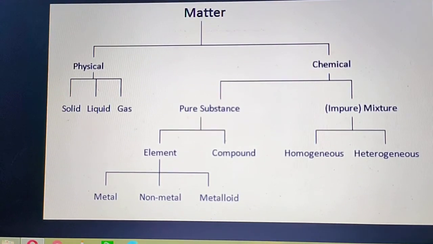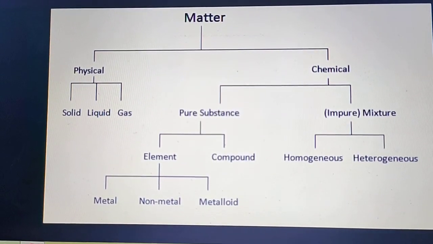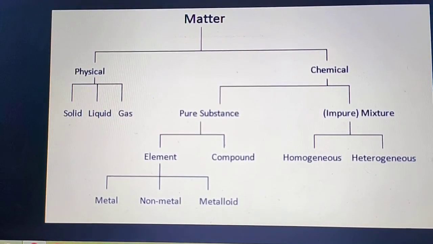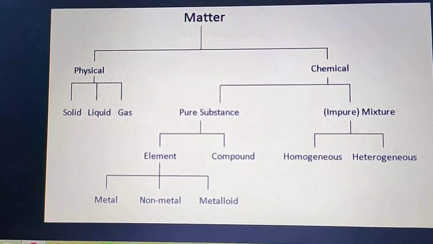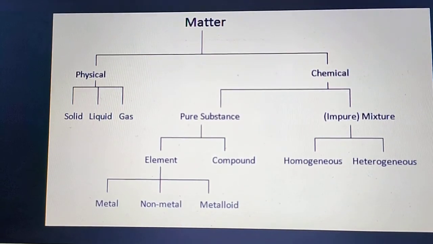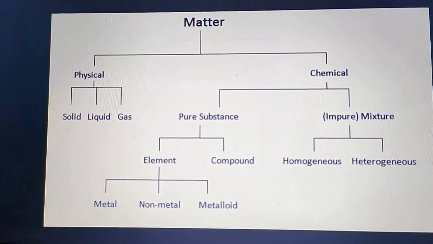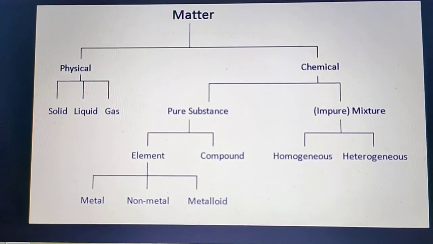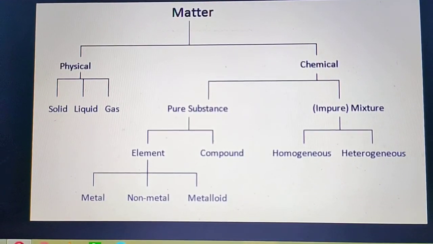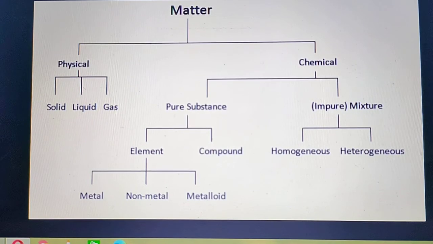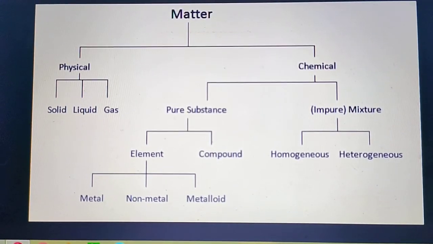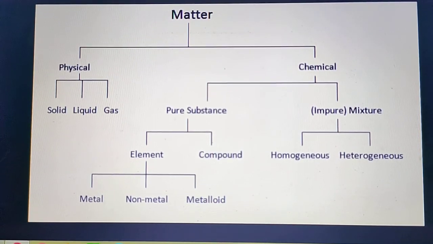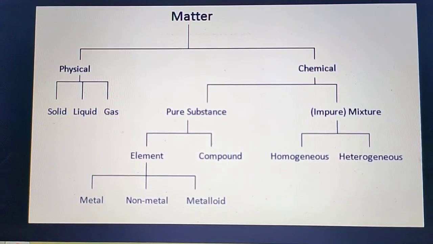Now, physical classification of matter is divided into three states, that is solid, liquid and gaseous state. Then what about chemical classification? Chemically it is divided into pure substances and impure substances. Impure substances means mixture. So matter can be classified into mixture and pure substances.